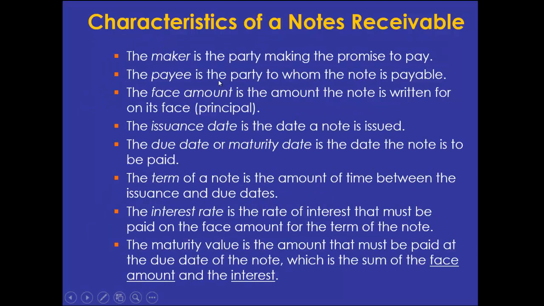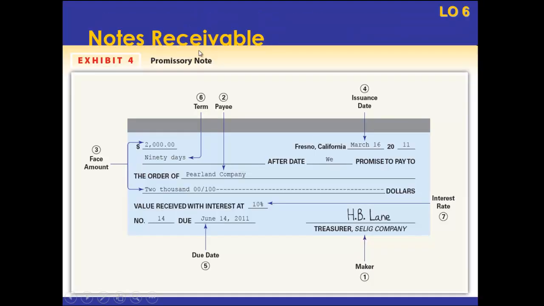Feel free to pause the screen here if you'd like. This came from your book. But I think it's easier to just take a look at this slide here and explain it using this. So in this case here, Pearl Land is the payee. They're the people that are going to receive this $2,000. Selig Company is going to be the one that's paying the $2,000. They're the maker. And so the face amount of this note is $2,000. And it's going to be paid in 90 days.